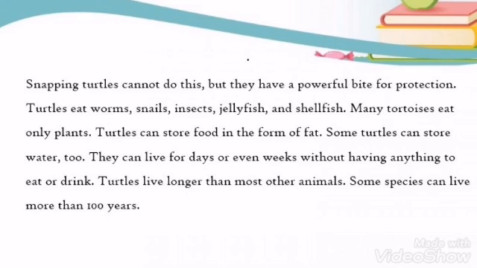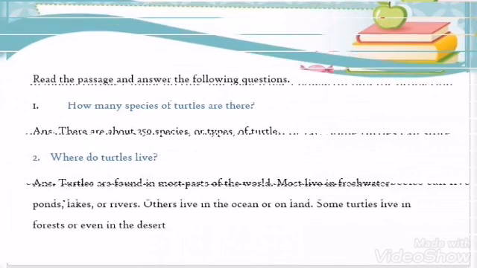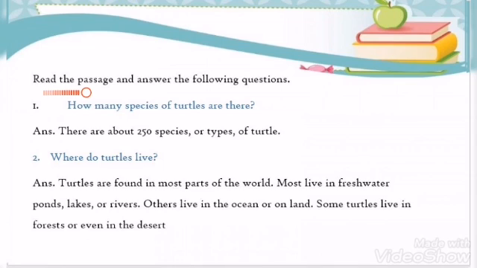So my dear students, over here they are telling about different types of turtles and the food that they eat. Turtles like to eat worms, snails, insects, jellyfish, and shellfish, because some turtles live in the oceans and some live on the land. And there are many turtles who eat plants, mostly those who live on the land. So this was the passage. My dear students, now look at the questions.